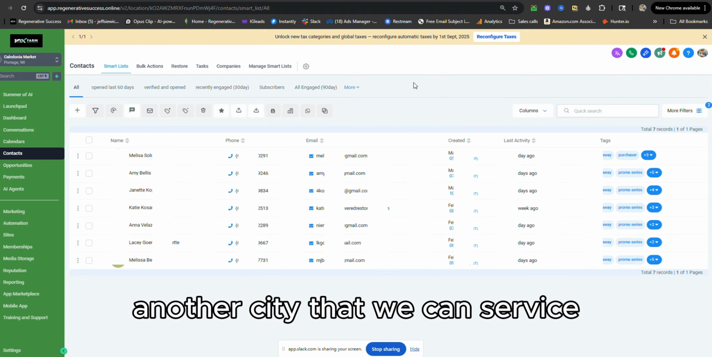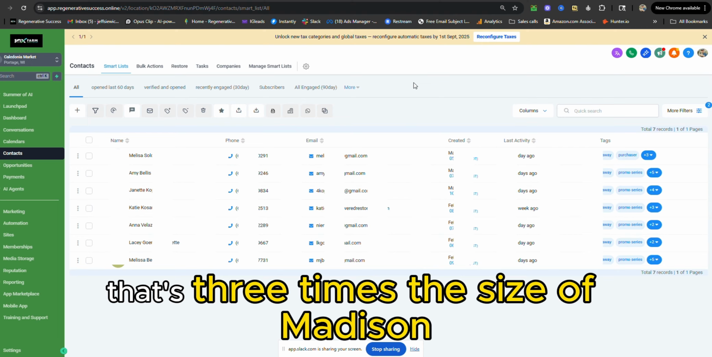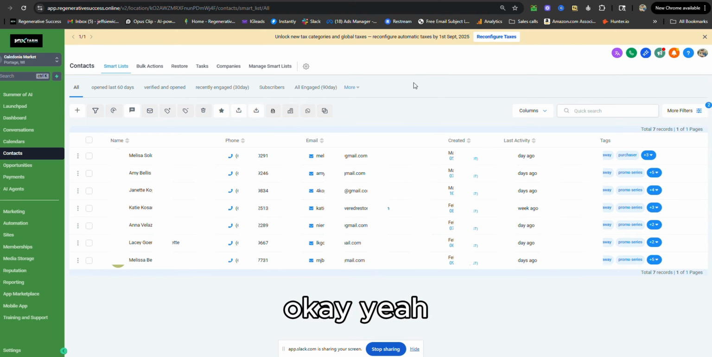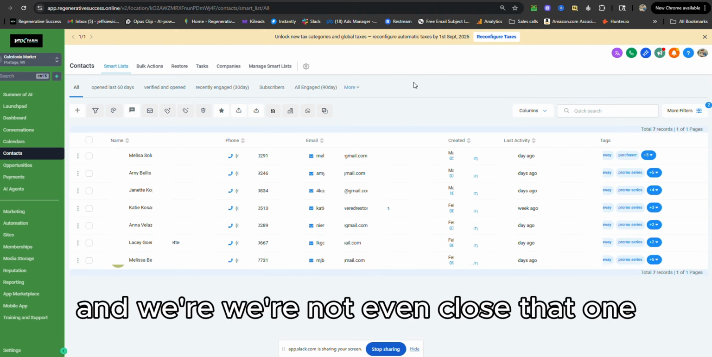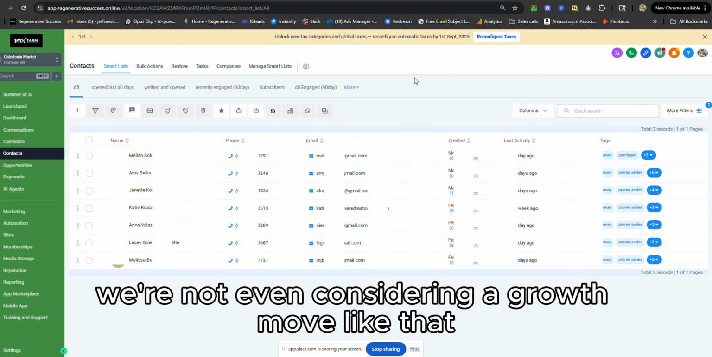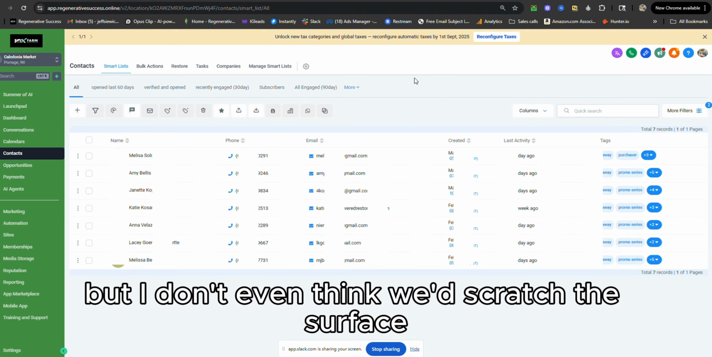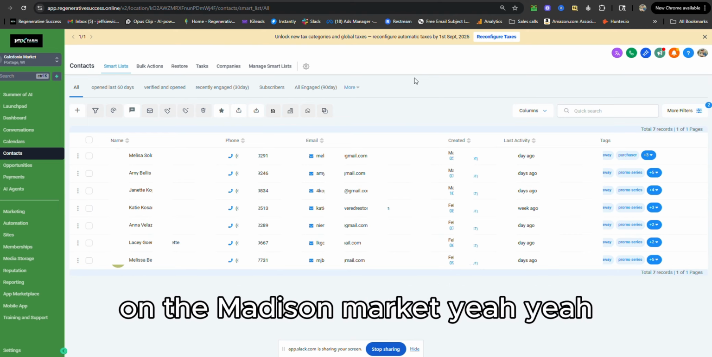We have a whole other city that we can service within 2 hours from us that's 3 times the size of Madison. We're not even considering a growth move like that. We haven't even satisfied Madison. I don't think we've scratched the surface on the Madison market.